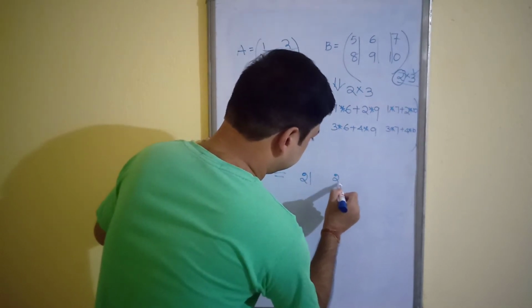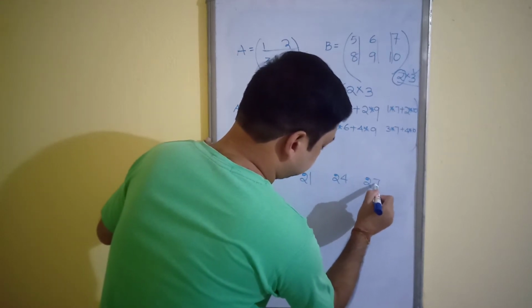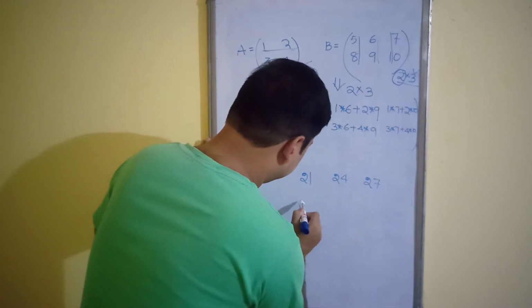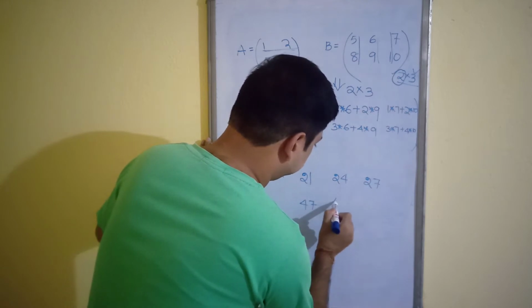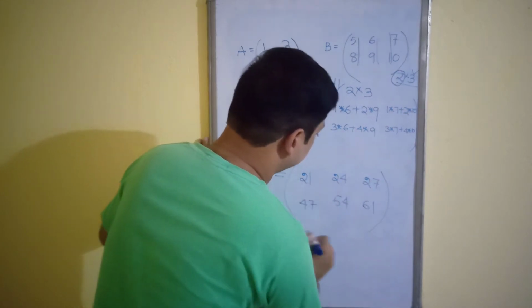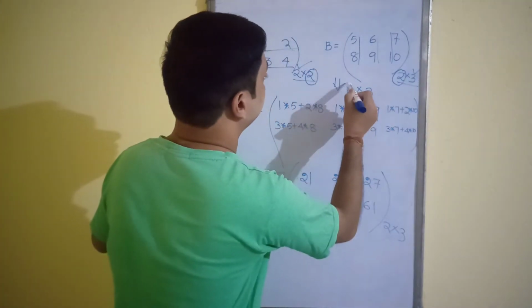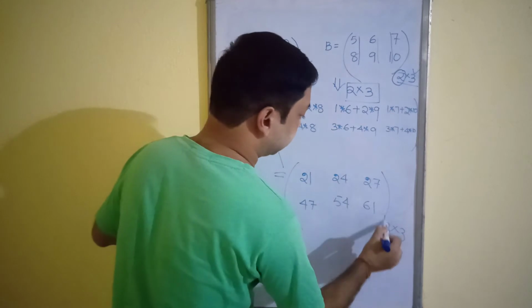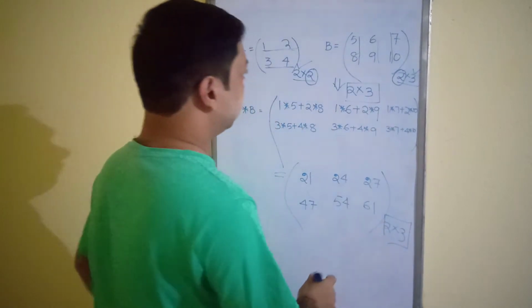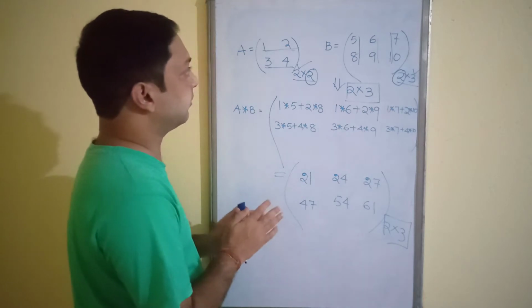24, 27, now 47, 54 and 61. Now you can see the order is 2 into 3. So we have predicted the order of that one is 2 into 3. Now we will get our matrix. So this is the way how to multiply two matrices. Now let us come to the programming part.